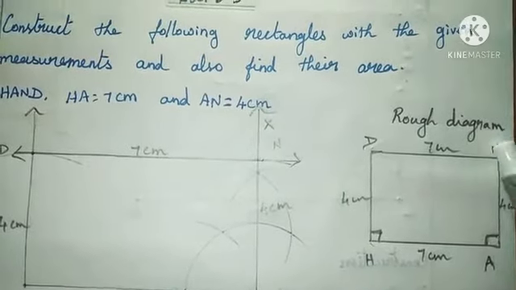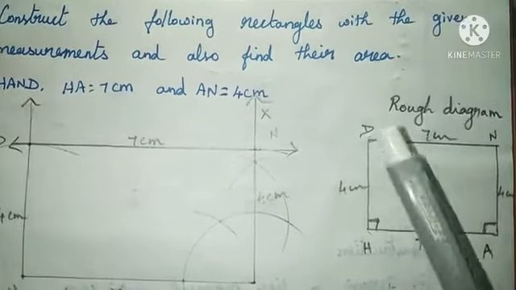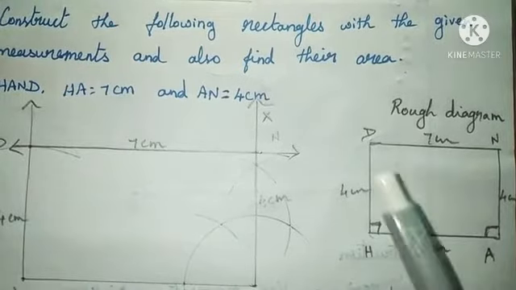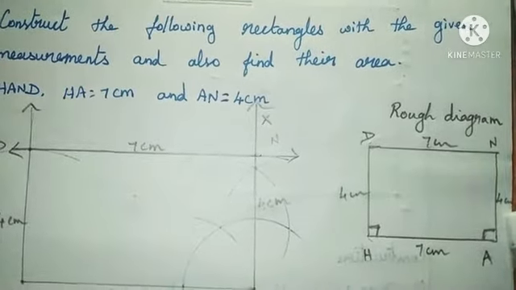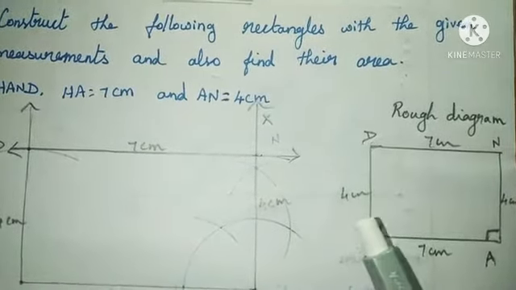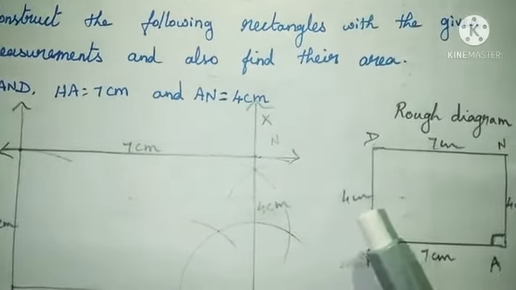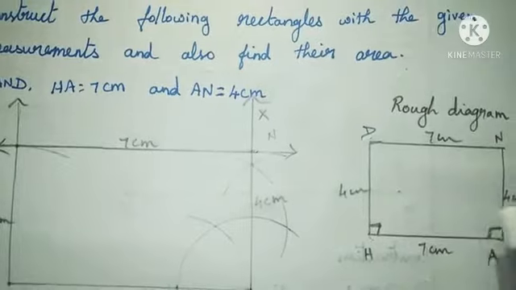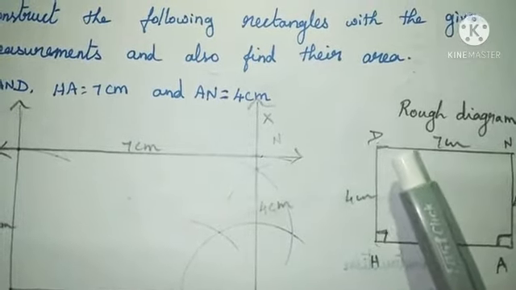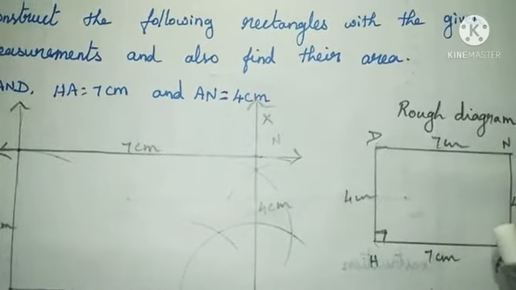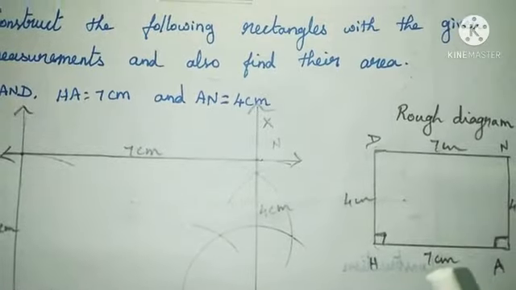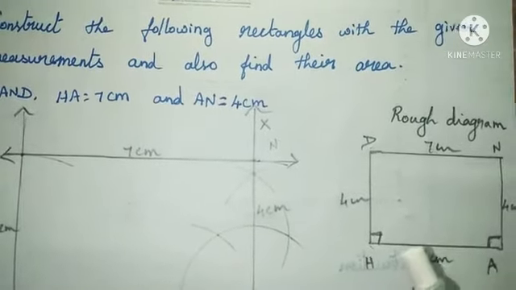In the same way, NA is opposite to DH. Therefore, NA is equal to 4 centimeter, so DH is also equal to 4 centimeter. Another important thing about the rectangle is all the angles are equal to 90 degree. Using these measurements and the angle, we are going to construct the rectangle HAND.